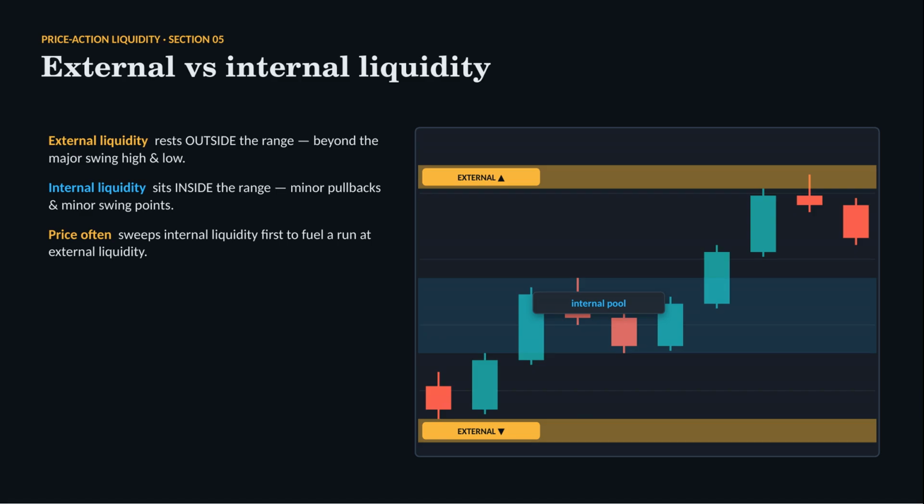Zoom out and liquidity splits into two zones. External liquidity rests outside the range, beyond the major swing high and the major swing low. Internal liquidity sits inside the range, all the minor pullbacks and minor swing points in between. Here's the pattern that matters. Price very often sweeps the internal liquidity first, using it as fuel, and then makes its real run toward the external liquidity. Inside first, outside second. Once you see that rhythm, a lot of choppy price action suddenly makes sense.